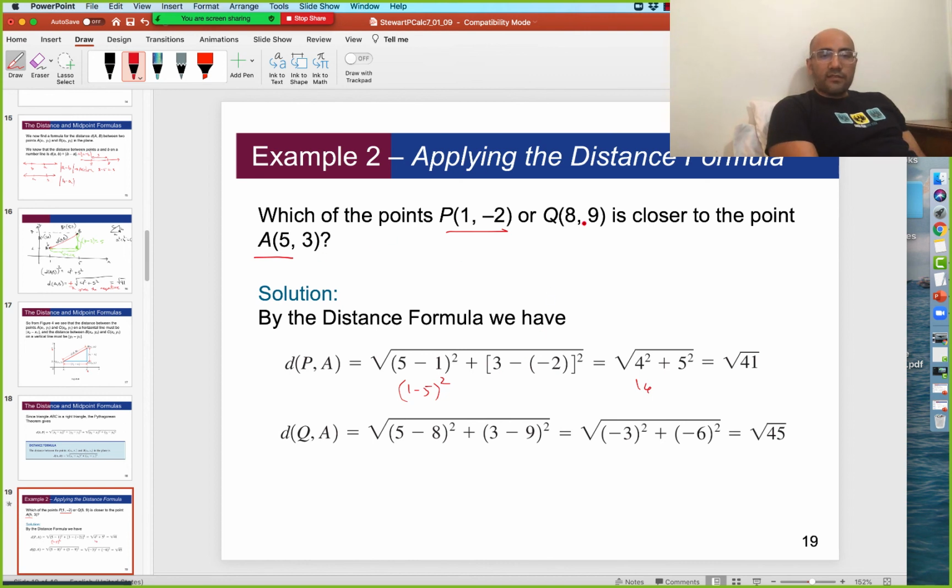And then the difference in the y's. The negative 2 and the 3 get subtracted. Again, it doesn't matter which order you do it in. Either way, after you square it, you get 25. Either way, you get the square root of 41. Good. And then for the distance between Q and A, you subtract the x's, square them, subtract the y's, square them, and you end up with the square root of 45.